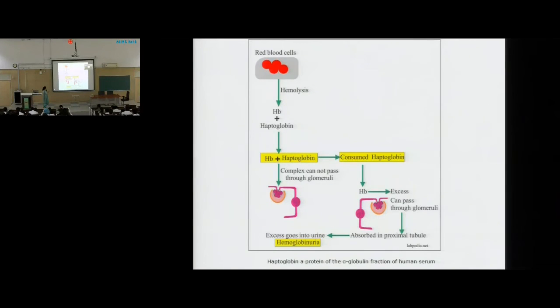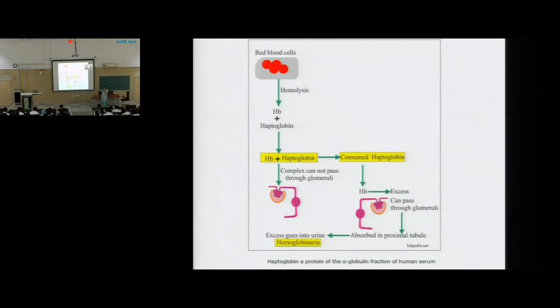Whenever hemolysis occurs, there is an increase in production of haptoglobin. It is a plasma protein, an alpha plasma protein. Whenever it increases, it will try to bind with hemoglobin and retain it, because free hemoglobin is a waste of iron that the body is trying to avoid. So it will form a complex that can be broken down again.